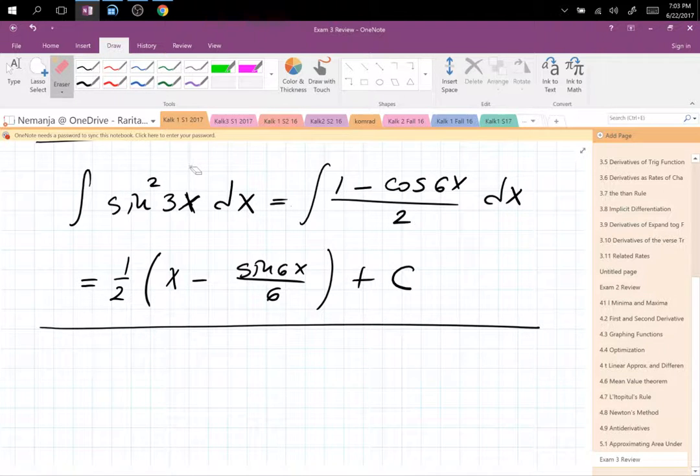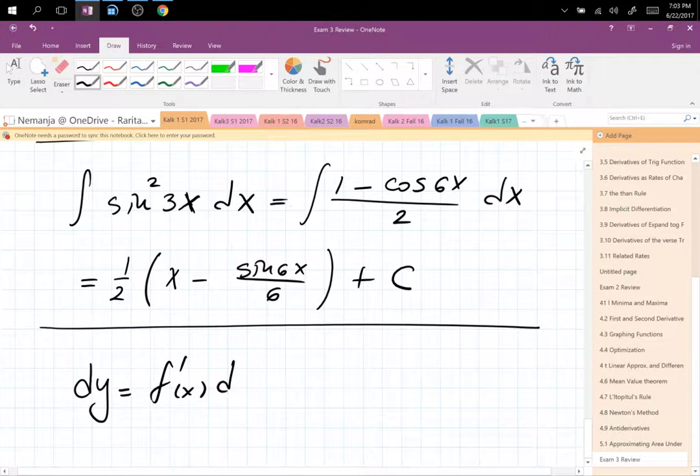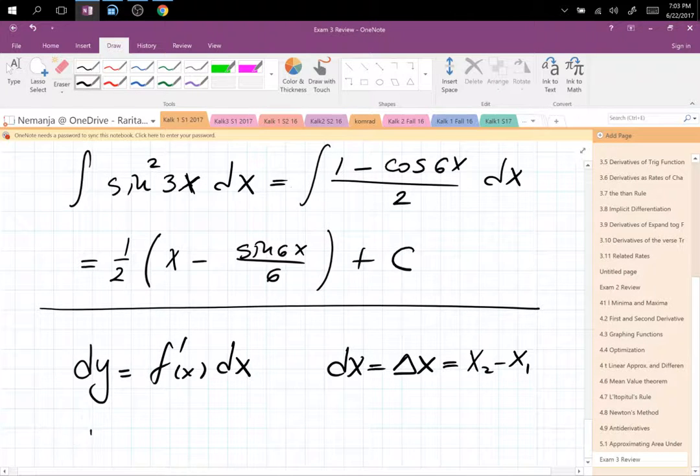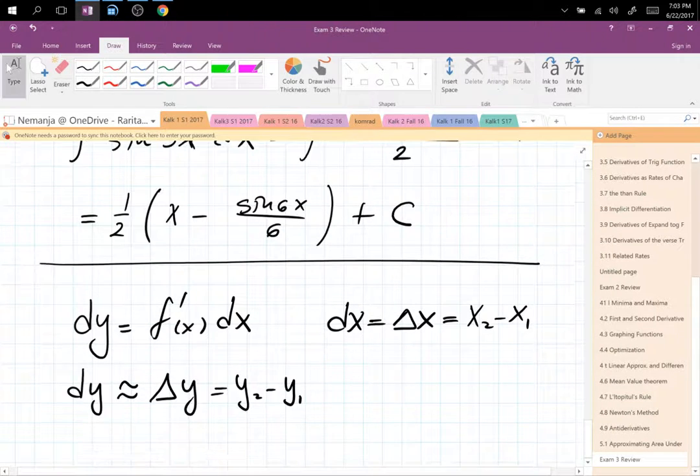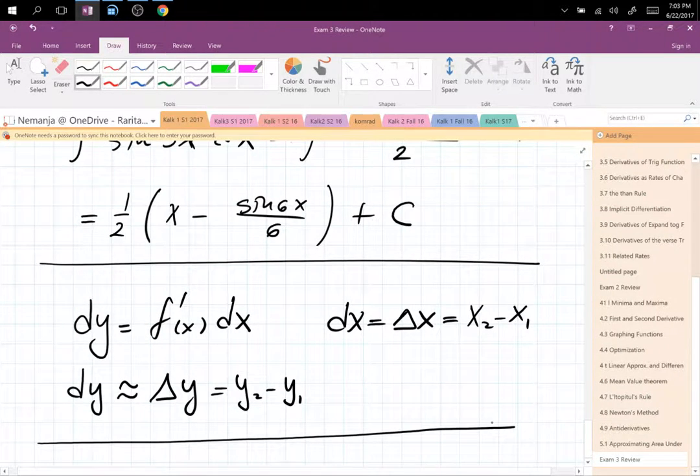So for differentials, we are using this formula, right? dy equals the derivative of the function times dx. And dx is the same as delta x, which is always x2 minus x1, right? And dy approximates delta y, which is the change in y. So that's what the differentials do. They approximate the change.